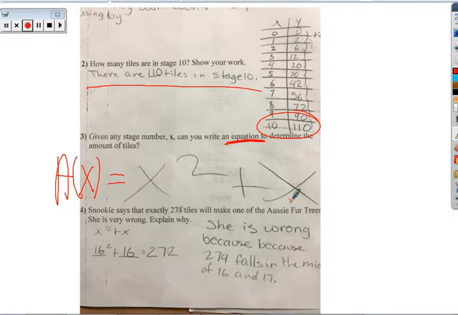Okay, so now that we have an equation, that's going to make 4 pretty easy. As you can see, it makes 2 really easy. So let's take a look. Snooki says there's actually 274 tiles, and that will make one of the fir trees.